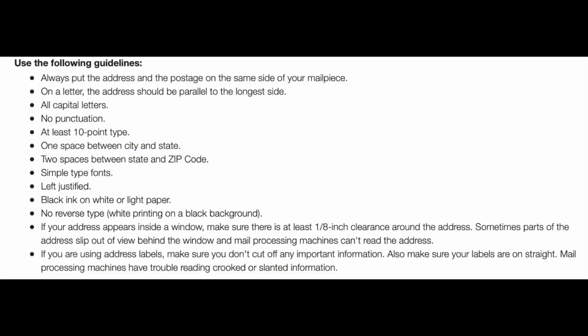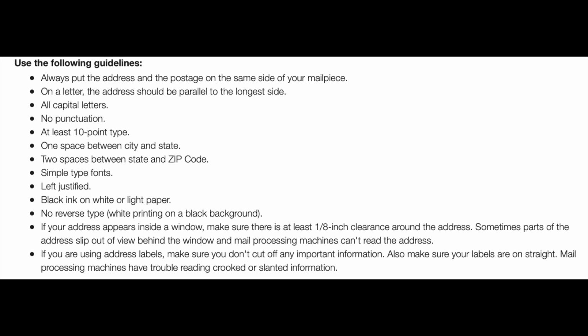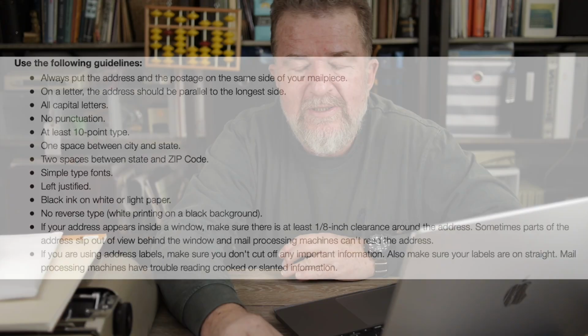I've been doing capitals and lowercase. No punctuation, so you don't want to do like N.E. for northeast or something like that. No. At least 10-point type. That means, yes, your pica typeface is what they want, right? 1 space between city and state, 2 spaces between state and zip code, simple type fonts. Well, that rules out your script machine, I'm afraid. Left justified, black ink on white or light paper, so don't use the red ink. No reverse type, that's white printing on black background.